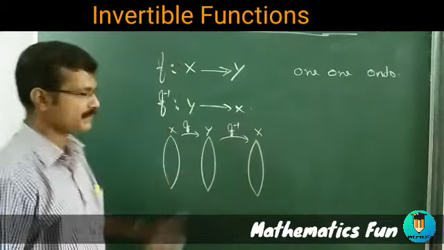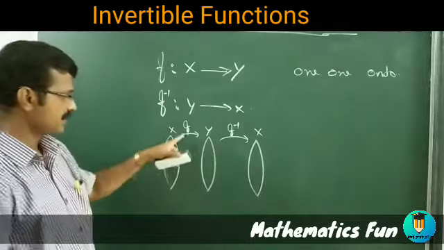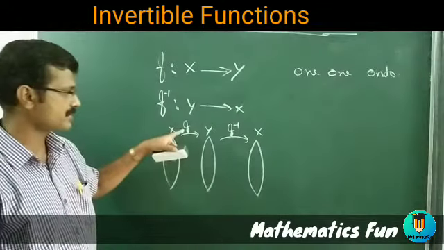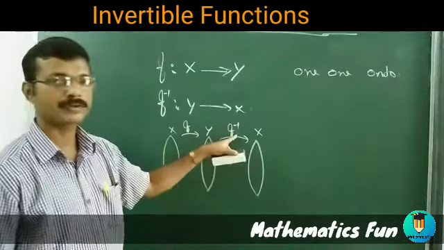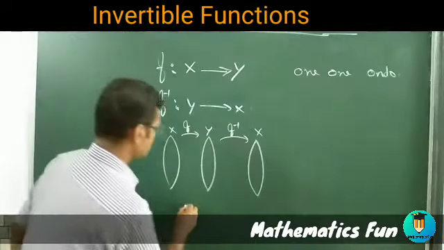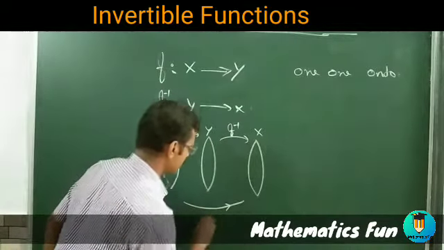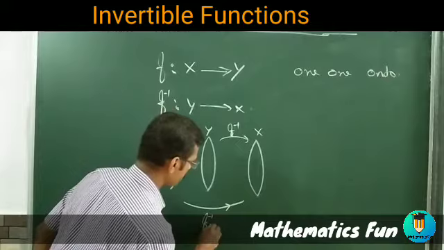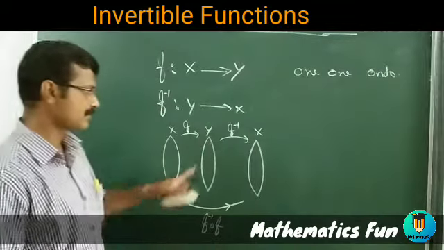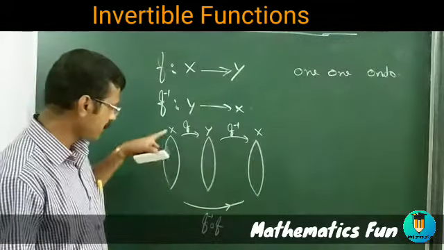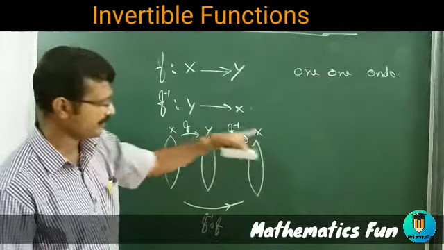F inverse is from y to x. Now you see, it is just like a composition. Last class you studied about composition. I can go for the composition of f and f inverse. So that will be the function from here. This is f inverse of f. That is the composition. F inverse of f is from x to x.